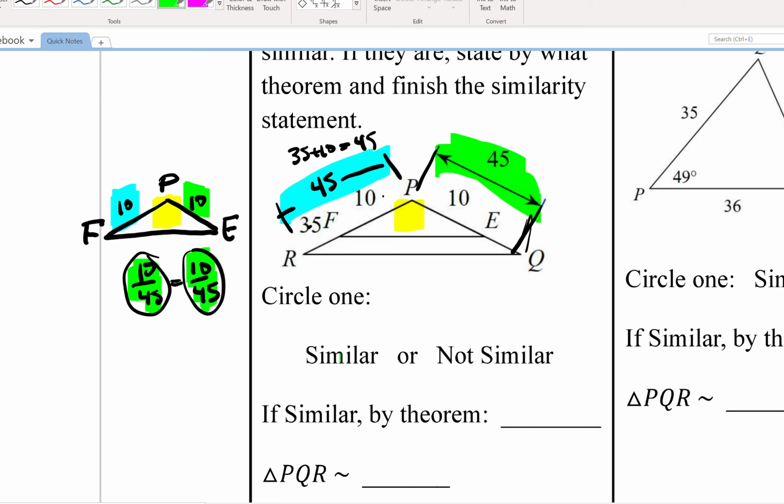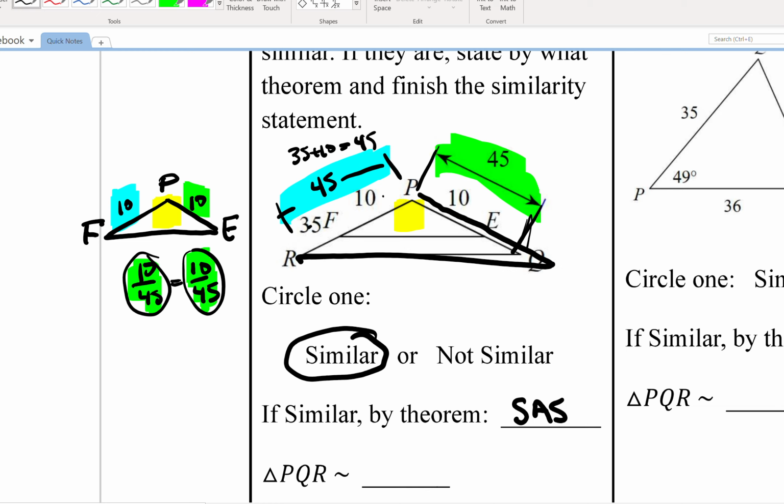And so we would say, yes, these are similar, and they are similar by theorem side angle side. And triangle PQR, in that same order, is similar to triangle PEF.